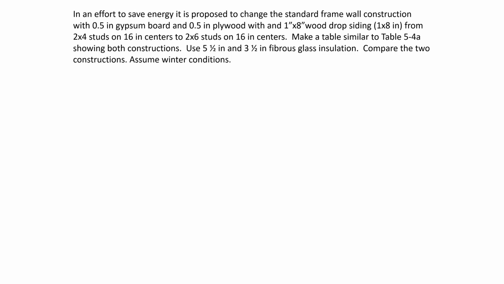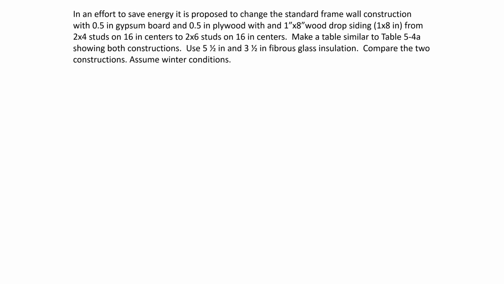So this problem reads, in an effort to save energy, it is proposed to change the standard frame wall construction with half-inch gypsum board and half-inch plywood with a 1 by 8 inch wood drop siding from 2 by 4 studs at 16-inch centers to 2 by 6 studs at 16-inch centers. It wants you to make a table similar to that in your book, table 5.4a, showing both of these constructions using 5.5 and 3.5 inch fibrous glass insulation, and compare the two constructions, assuming winter conditions.